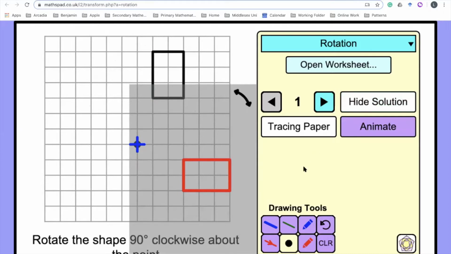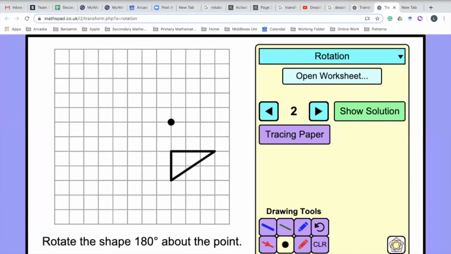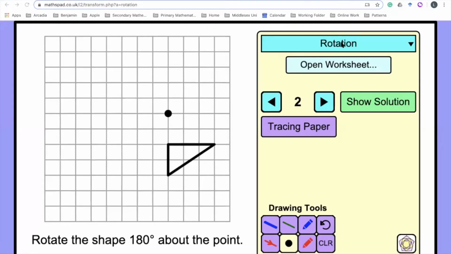Now I'm going to go through a couple of examples first regarding rotating shapes. So here's another one. Read the bottom of the screen. Rotate the shape 180 degrees about the point. Can someone tell me, is there a different way of saying 180 degrees? Half a turn, okay, fantastic, brilliant.